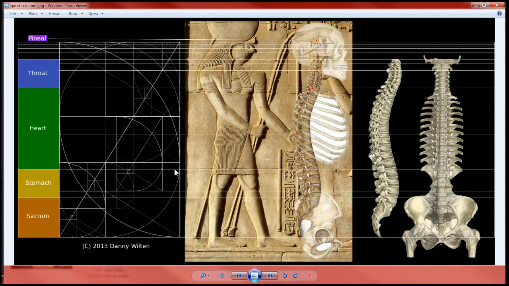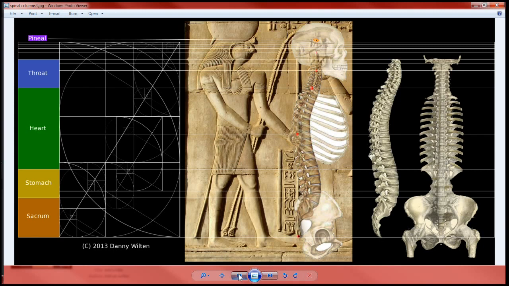So here's where it starts getting fun. Here's our diagram again, with all our golden rectangles. And so I thought that since I am using this hieroglyph right here and mapping it to the body, it would be helpful just to go ahead and take the Nile and overlay it on top of this, starting at where we saw the sacrum start and ending at the top area.